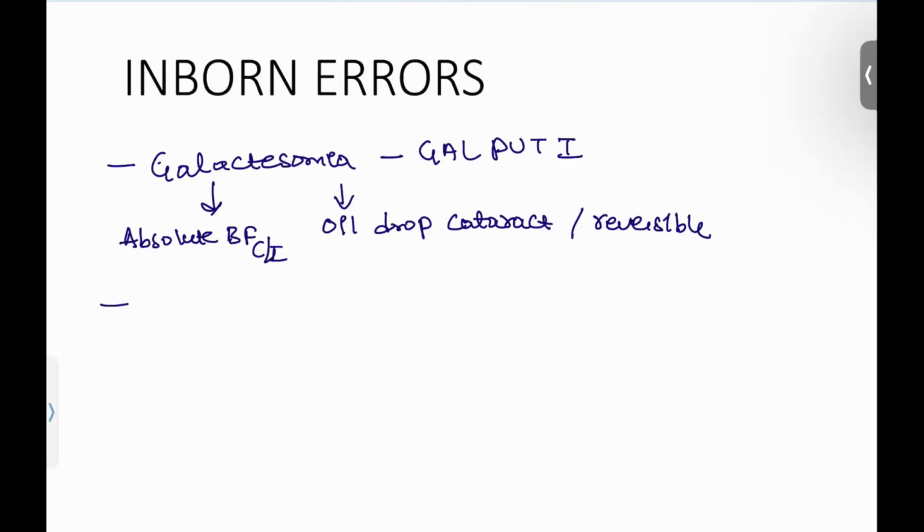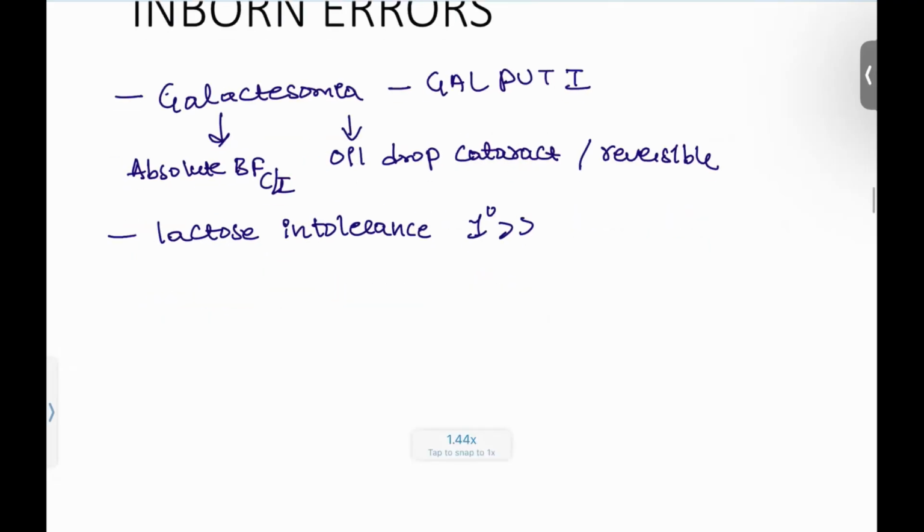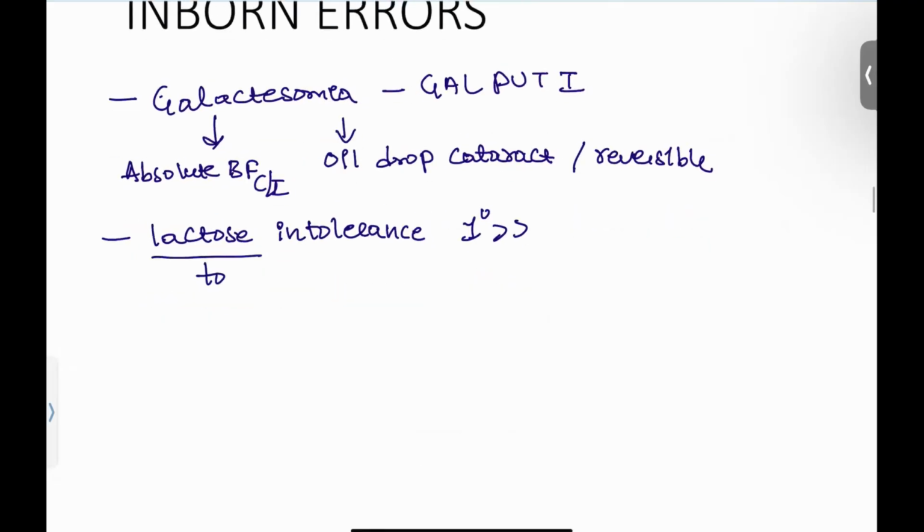Next one is lactose intolerance. Lactose intolerance can be of two types, primary and secondary. Secondary is seen in acquired conditions, while primary is most commonly present by birth. Why? This patient does not have the lactase. So total loss of lactase will lead to the patient being intolerant to the lactose carbohydrate. That's why these patients also are absolutely contraindicated for breastfeeding in babies.